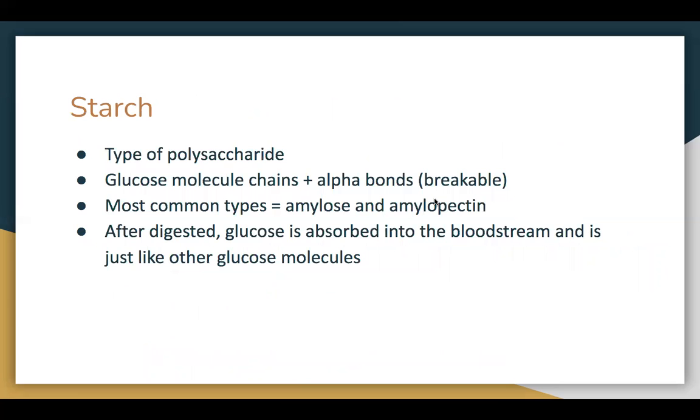So, starch is a type of polysaccharide. It is glucose molecule chains in alpha bonds, which means it is breakable and digestible by the human body. And after starch is broken down, glucose is absorbed into the bloodstream and acts just like any other glucose molecule.